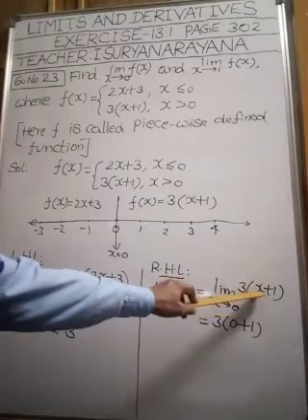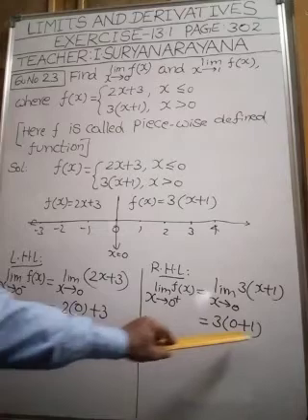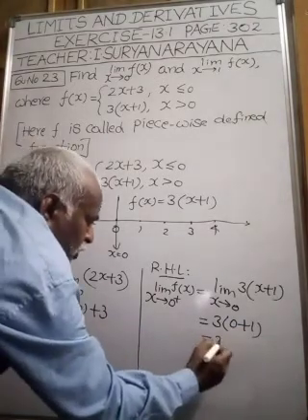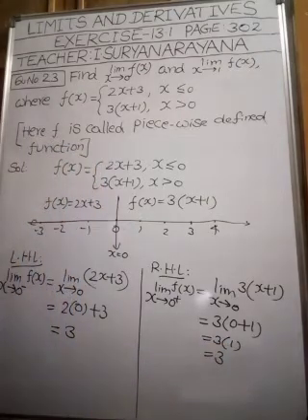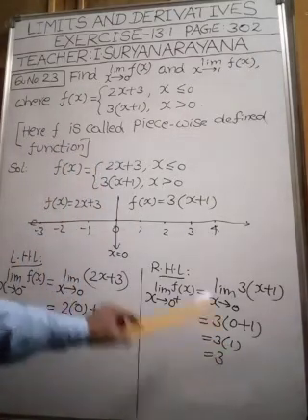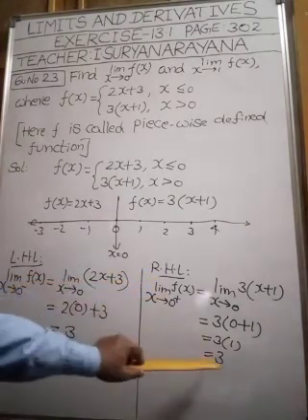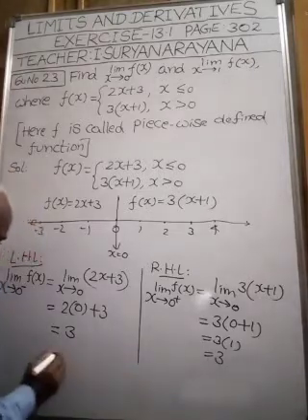So we have to substitute x equal to 0 in this function. Then we get to this step. Understood this step, my children? Right. That is equal to 3 of, what will you get? 3. Understood this step, my children? So what is the left hand limit? 3. What is the right hand limit? 3. Both are equal.